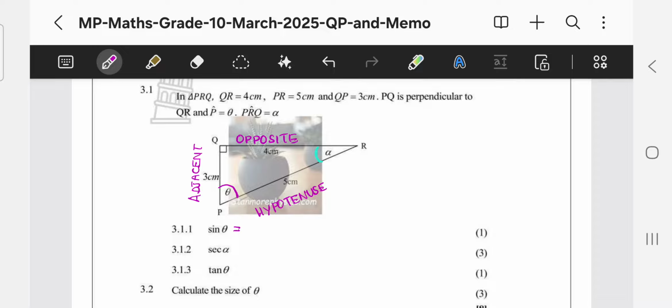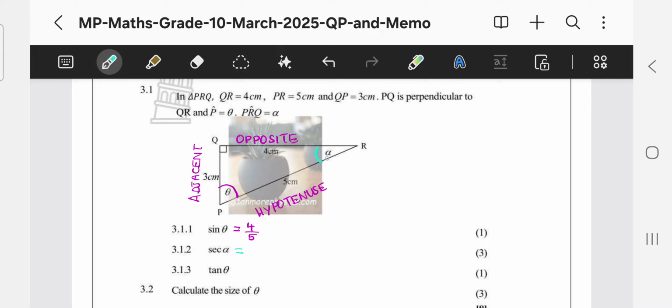Okay, now we're ready to answer. So sine theta. Sine is always opposite over hypotenuse. So reading it off from this diagram, that is going to be 4 over 5. The next question is based on sec alpha. And before I even answer this, we need to take note that alpha is a different angle, meaning that the opposite and adjacent sides are not going to work for alpha. They worked for theta. So let's start off by renaming this triangle in terms of alpha.